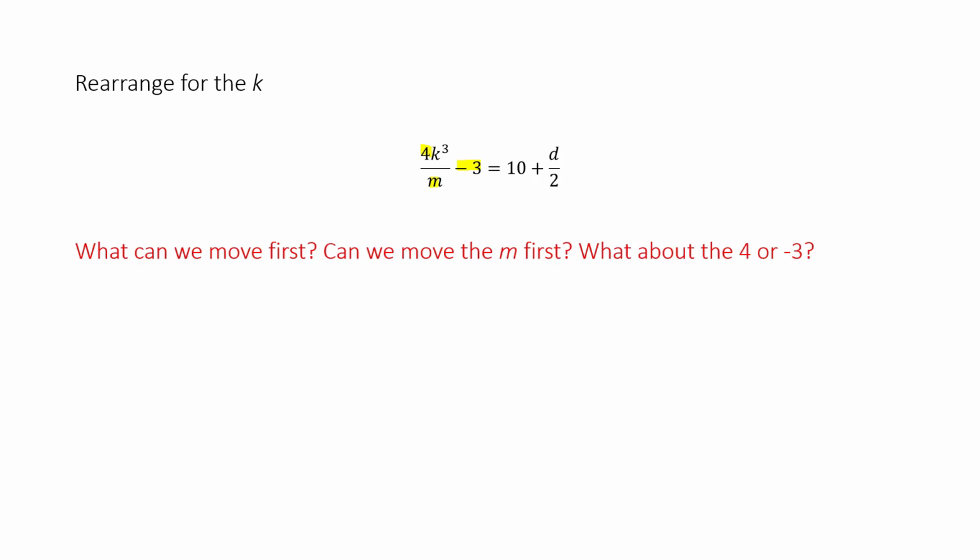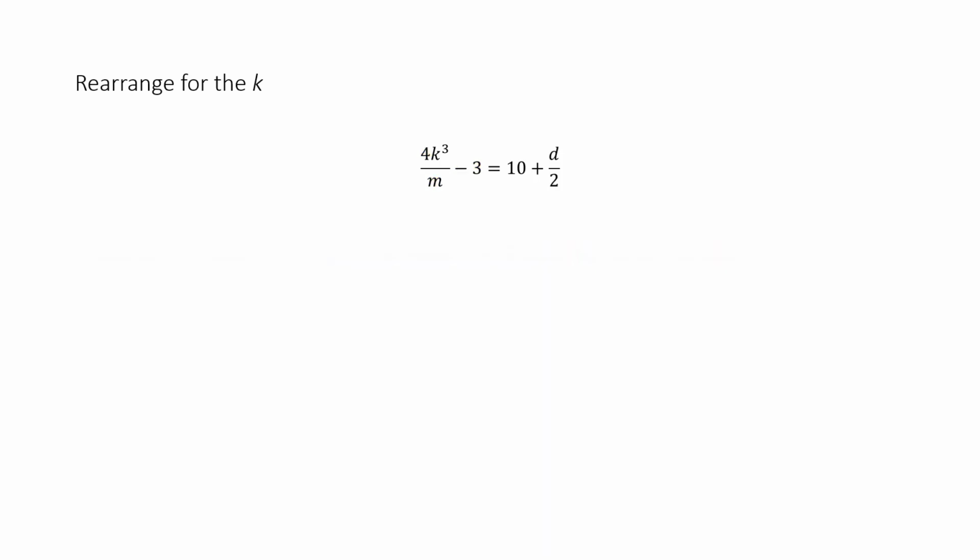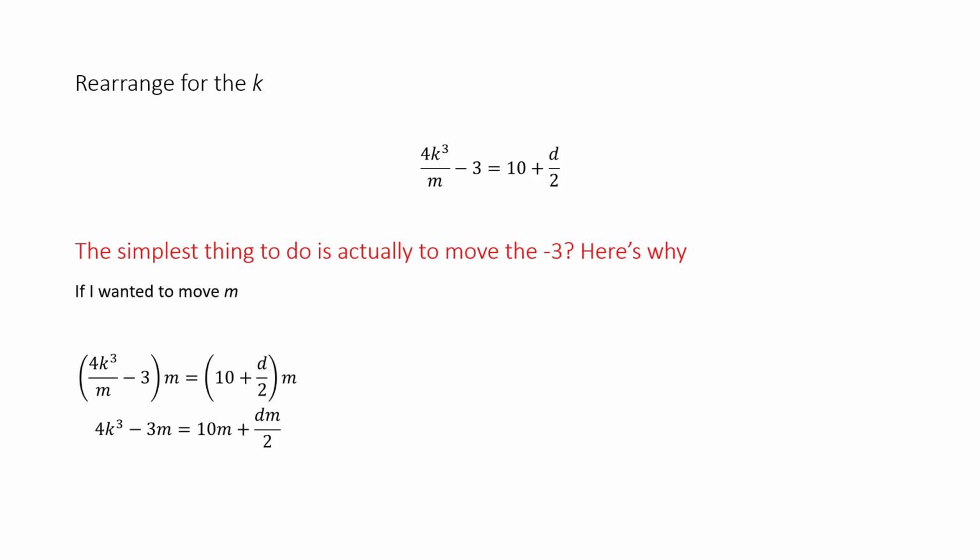So the answer is you have to move minus 3 first. So why? Because if I try to move the m, what I'm actually doing, yes, multiplication is the inverse operation of division, but when you actually do it to both sides, you have to do it to everything on both sides. So after expansion, you can see that the m is still left on one side of the equation.